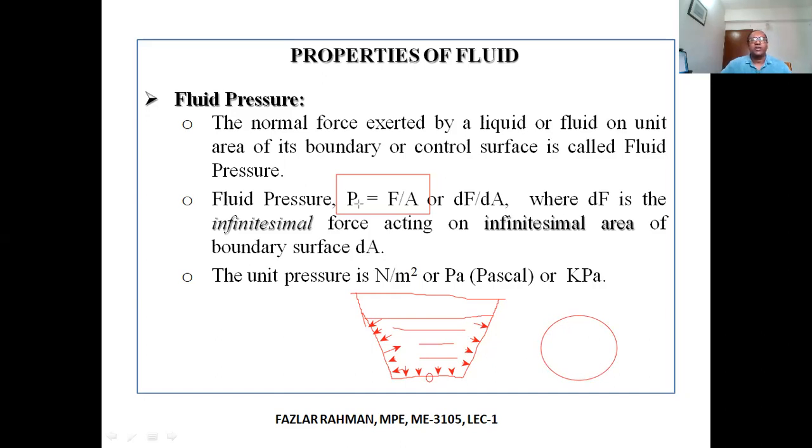Okay, so the normal force exerted by a liquid or fluid on a unit area of its boundary or control surface is called fluid pressure, and it is equal to F by A, or a small force divided by an infinitesimal area, dF by dA, also represents the fluid pressure. Now, what is the unit? Pascal or Newton per meter squared, or sometimes we express it in the British unit, PSI.